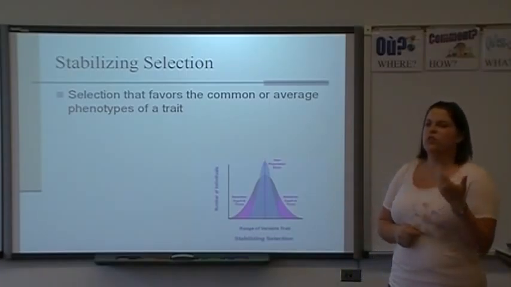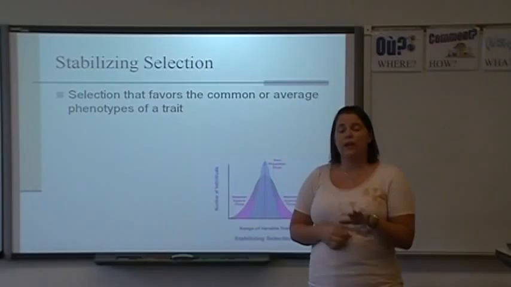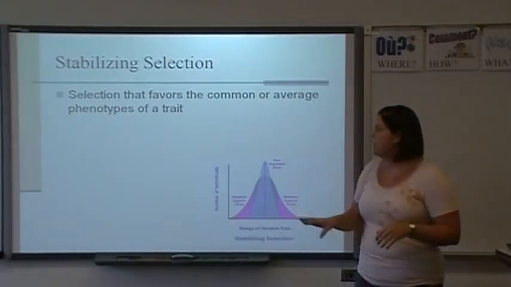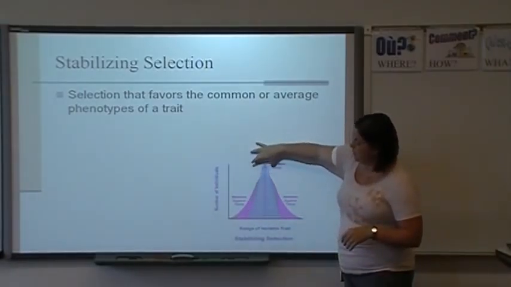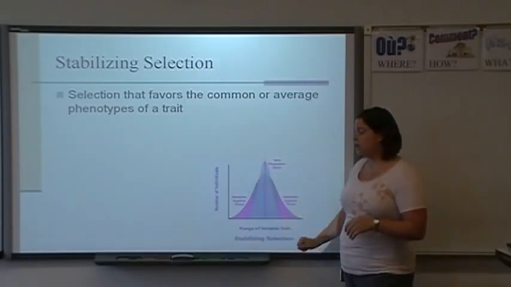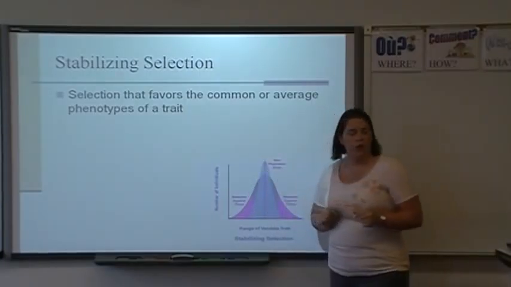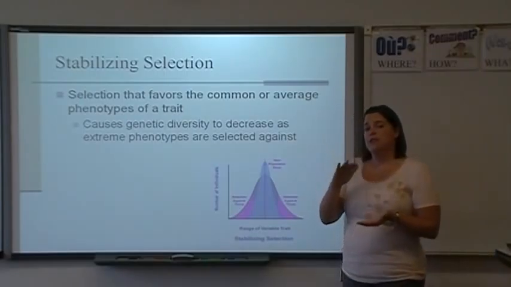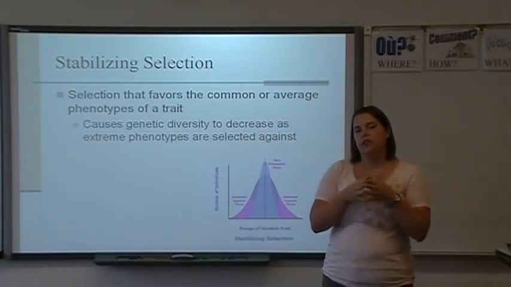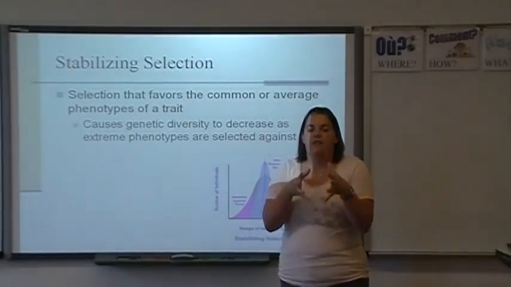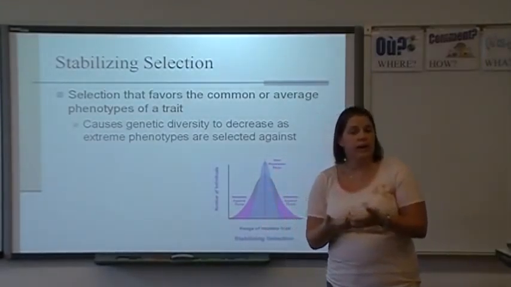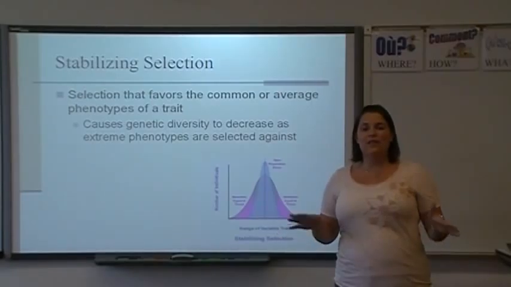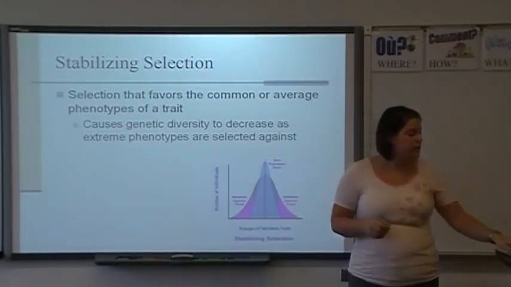Stabilizing selection is where the most favorable trait is actually right in the middle. That's why the mean population is going to increase in the middle of the bell curve while the extremes are decreased. This causes genetic diversity to actually decrease because selection is for the average in the middle of the road, the most common traits. It's selecting against those extremes on either end.